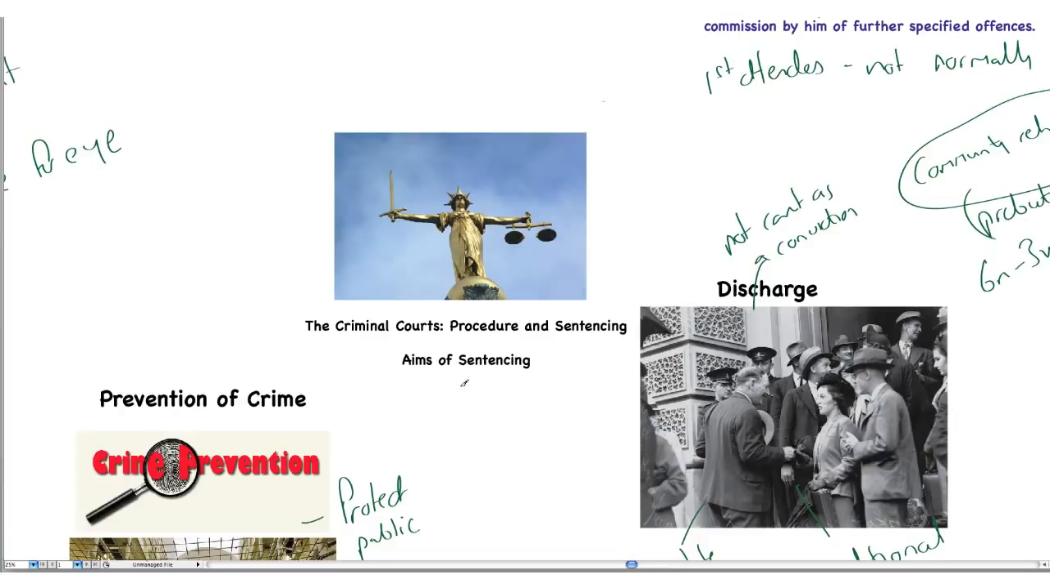What are the theories of sentencing? What are the types of sentence? Why does a judge choose a particular type of sentence? And what might be aggravating and mitigating circumstances?